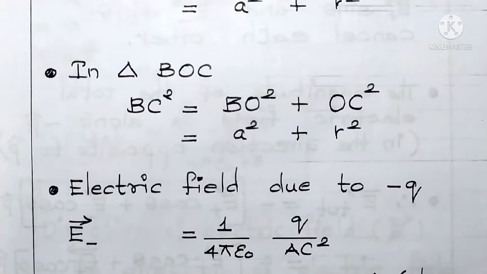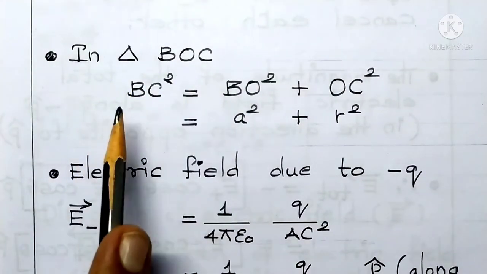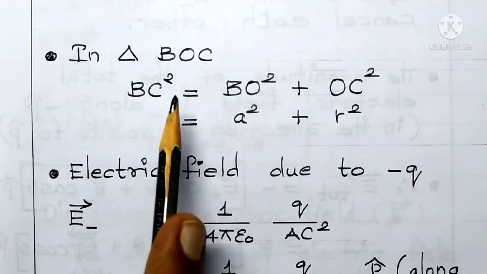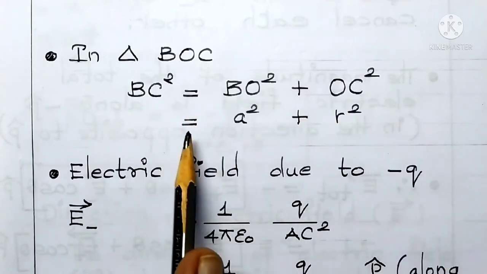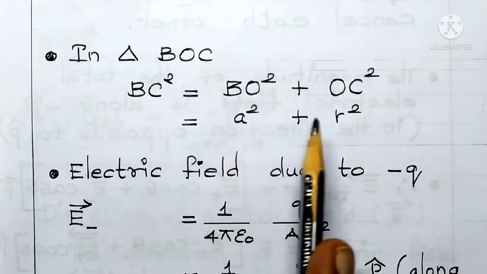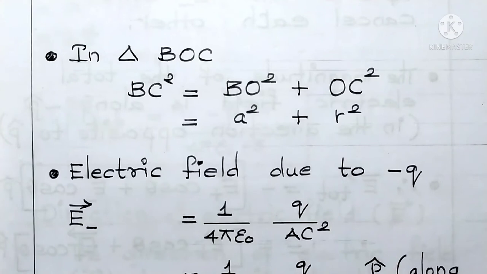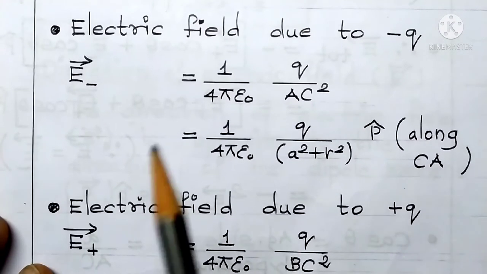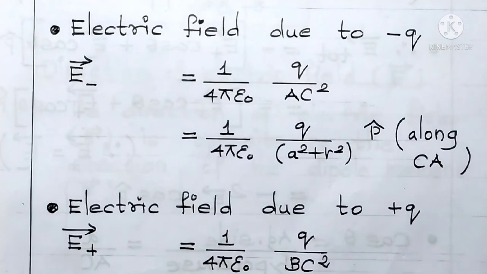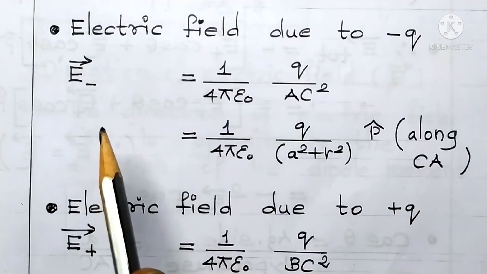Similarly, in the triangle BOC, BC is the hypotenuse, so BC squared is equal to BO squared plus OC squared. So BO is nothing but a and OC is nothing but small r, so a squared plus r squared. Now, electric field due to minus Q.